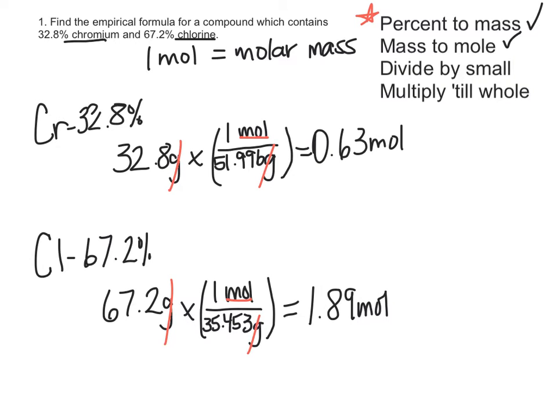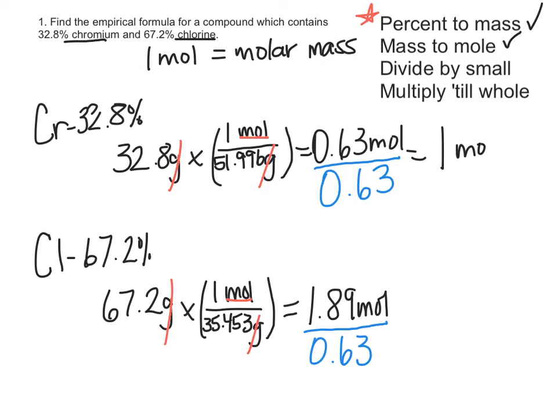I have 0.63 moles of chromium, and I have 1.89 moles of chlorine. What I'm going to do is choose the smaller of the 2 and divide both of them by that value. So my small one is 0.63, so I'm going to divide both of them by 0.63. And when I do that, of course, anything divided by itself is going to give you 1, so here I have 1 mole of chromium. And when I divide 1.89 by 0.63, I'm going to get 3 moles.